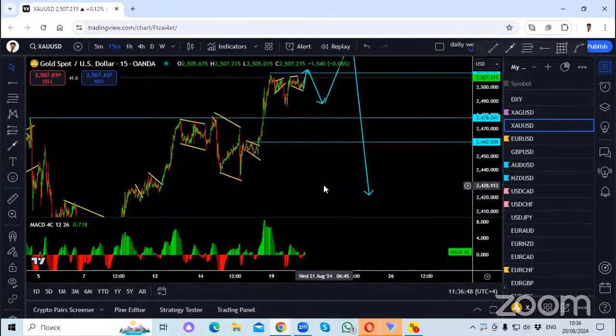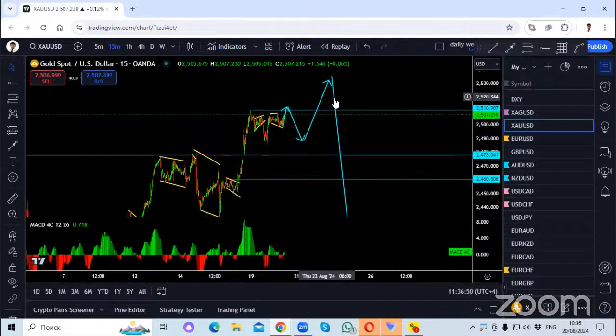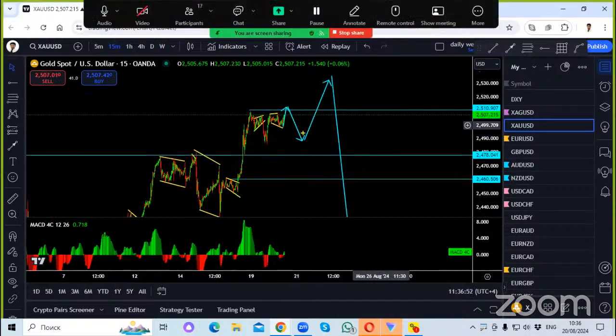Now let's see what it does. Now, if it does this, then you should get this trade. You should get this trade, and most likely you should get this trade, which is really the equivalent of this one. So there are two possible trades that you could get in gold in the future if it does what you think it's going to do.